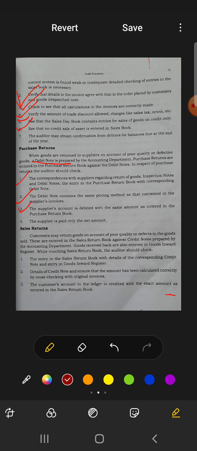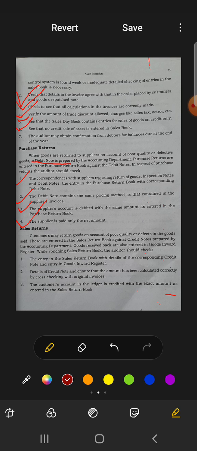The fourth point is the supplier is paid only the net amount. After making the purchase return, the supplier is paid only the net amount. These are four duties done by the auditor. The auditor checks these four cases.